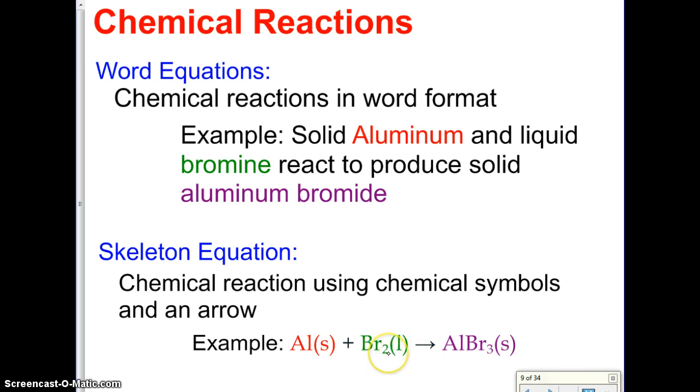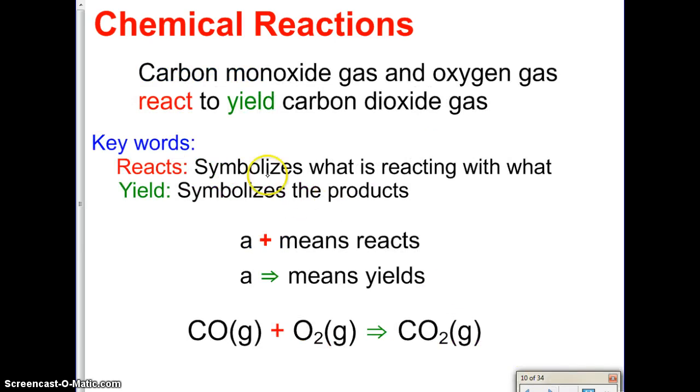L represents the liquid. Okay, reacts to produce is our arrow. That could also be yield or any other word that means to form. So there's our arrow, and then solid aluminum bromide, AlBr3(s) for solid. Remember that AlBr3 is coming from our cross and swap of ionic compound naming. So that's just some review. Again, looking at keywords, reacts or with or and typically represent your plus sign. Yield, produce, form are your arrows.